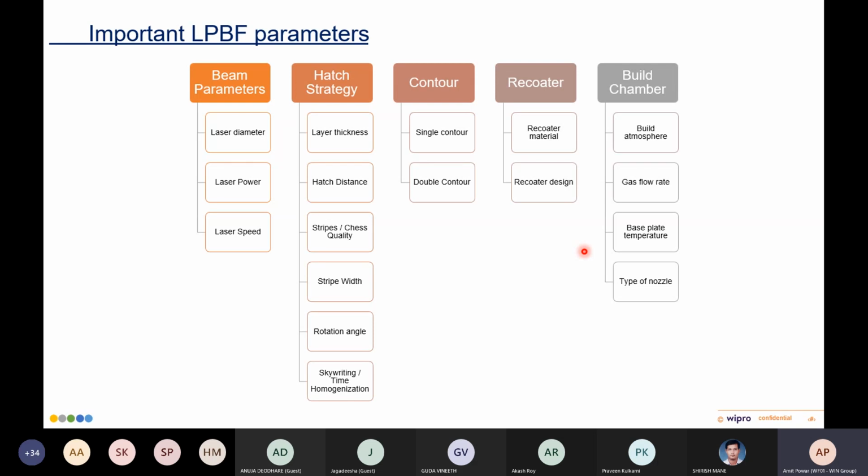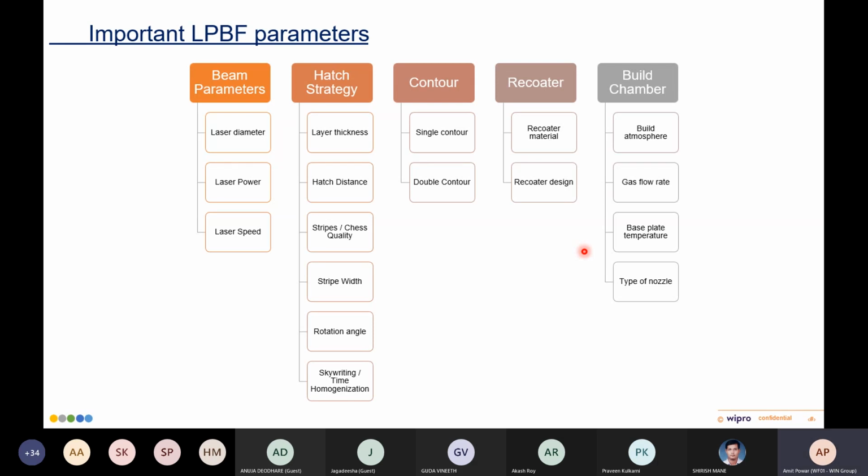Each printed layer will be rotated compared to the previous layer. So if you consider the first layer at 0, the next layer will be rotated by a 47-degree angle, or in some cases 67 also. And then there are some hatching strategies like skywriting or time homogenization. These are basically related to the EOS machines. Other machines can have different hatching strategies, but overall the concept is the same.